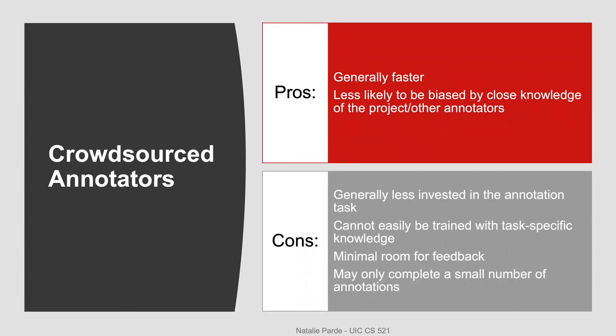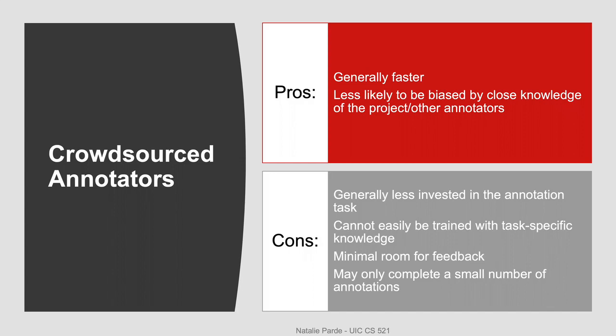Crowdsourced annotators are generally faster, in part because you can have a ton of crowdsourced annotators working on labeling different data instances at the same time. They're also less likely to be subject to bias for the reasons discussed previously, since they generally work independently and do not have close knowledge of the project itself.